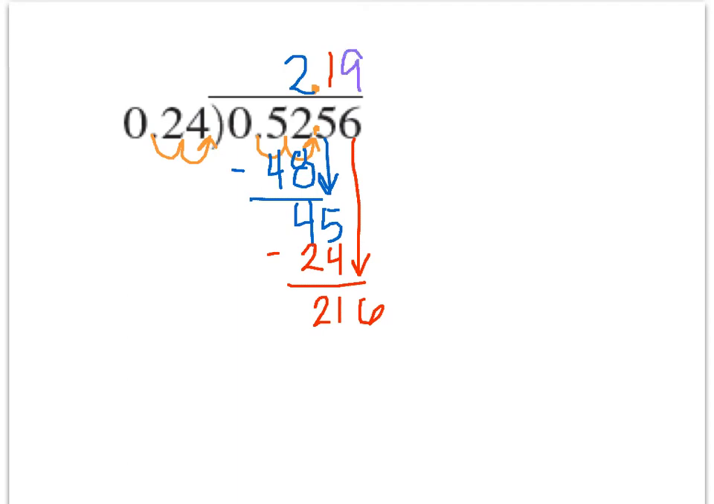9 times 4 is going to be 36, carry the 3. 9 times 2 is going to be 18, plus 3 more is going to be 21. And I subtract and it comes out even again. Your answer is 2 and 19 hundredths. Remember to use these strategies when you're solving division problems that have decimals outside the house. However many times you move it from outside the house, you have to do it to the inside of it.